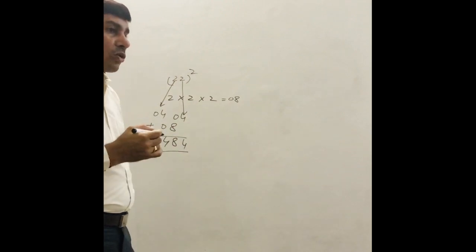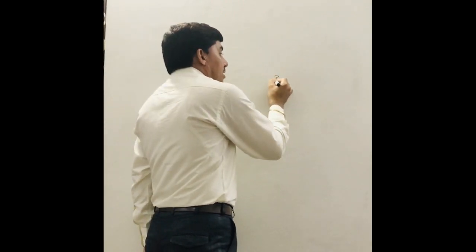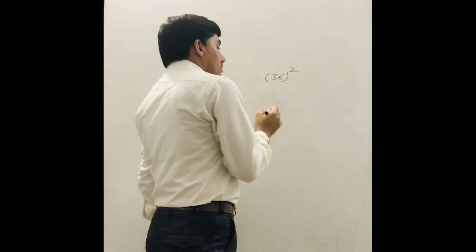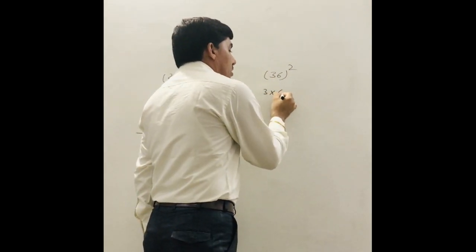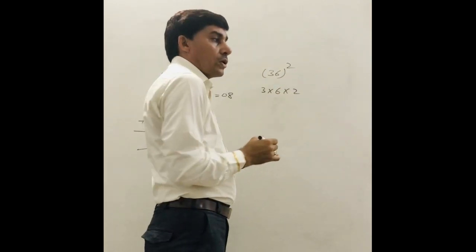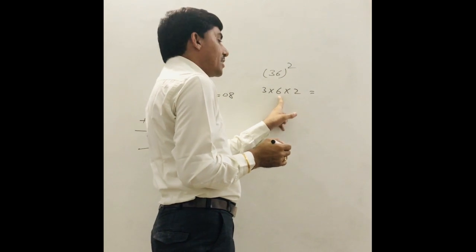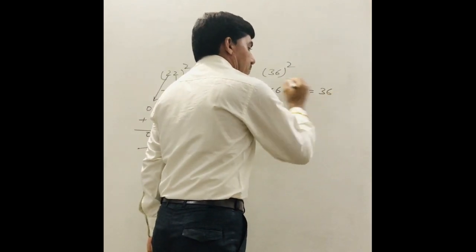Similarly, we can take one more example. Square of 36. In this case, we have to multiply 3 into 6 into 2, which is equal to 3 into 6 is 18, 18 into 2 is 36.